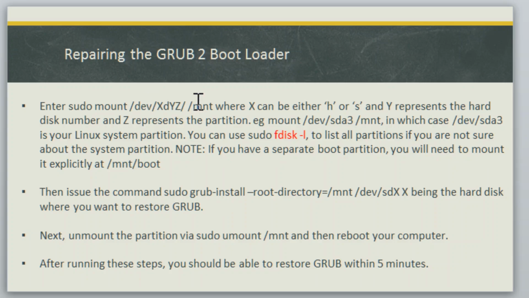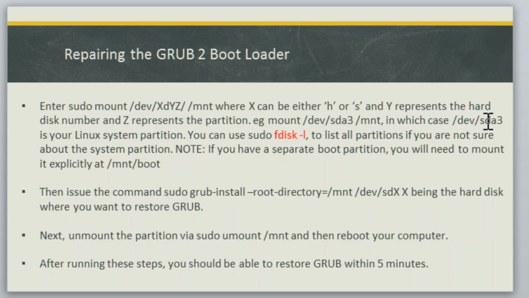So let's talk about repairing the GRUB 2 bootloader. So you can enter sudo mount /dev/sdYZ /mnt. Okay, so X here can either be h or s, meaning hard drive, or maybe a virtual drive, and Y represents the disk letter, and Z represents the partition number. Okay, so guys, this is just saying you have your disk here, here's the disk, here's the partition. Okay. So for example, we could do /dev/sda3 /mnt. So first disk a, partition 3. Okay.